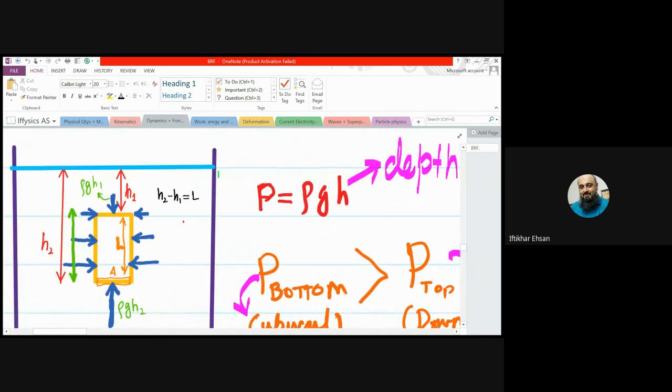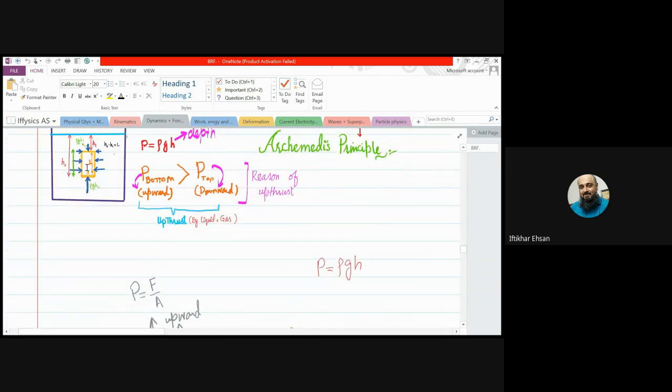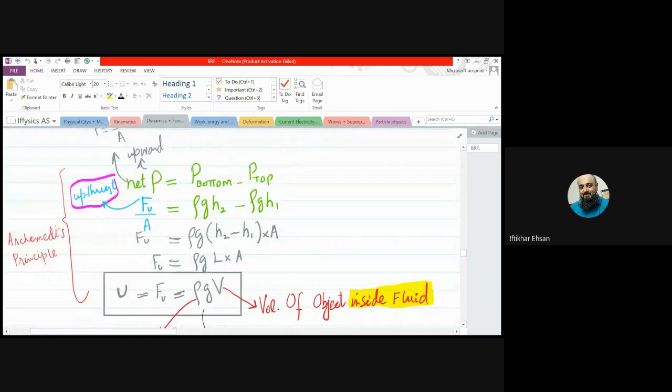So let's say the depth of the top is H1 and the depth of the bottom is H2. Then the downward pressure at the top will be rho g H1, as its depth is H1, and the upward pressure at the bottom will be rho g H2, as its depth is H2. Due to these two different pressures, the net pressure will be the larger bottom pressure minus the top pressure: rho g H2 minus rho g H1.